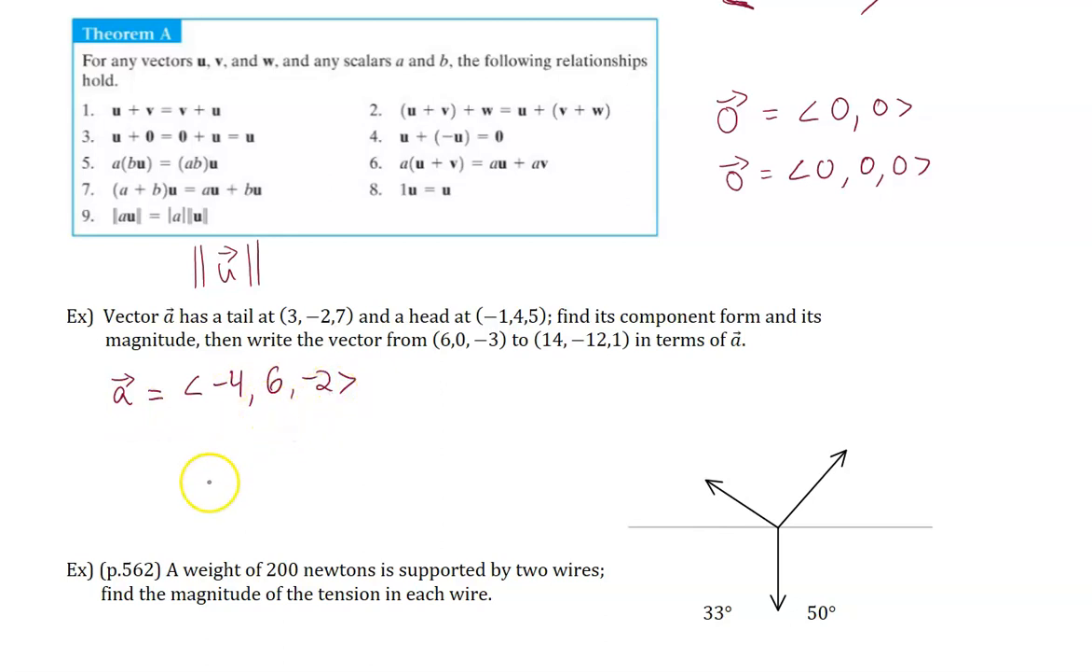In component form, and it doesn't really matter where this is. We do have an initial and a terminal point, or a tail and a head, but this represents vector A, okay? And so that's the component form.